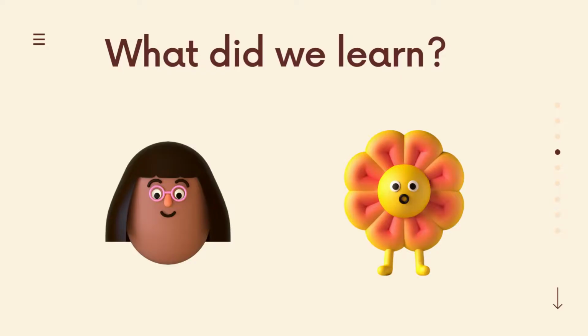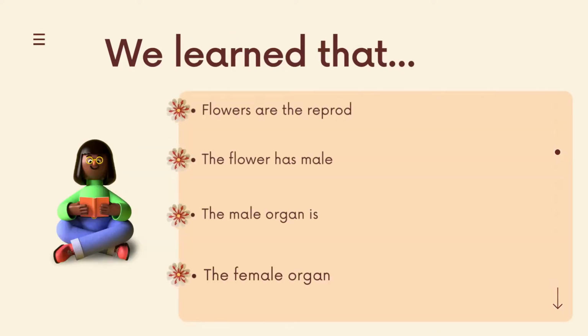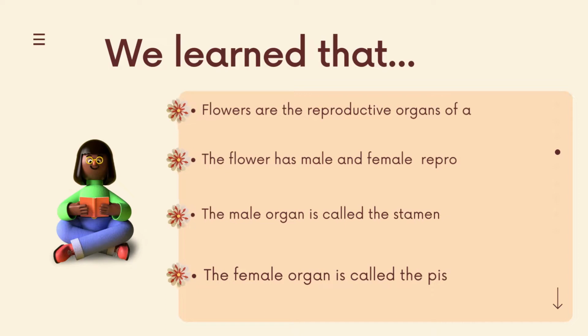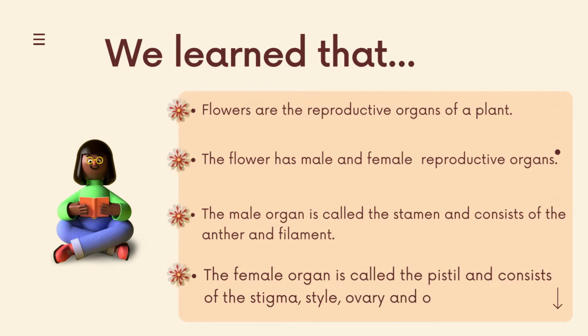So what did we learn? 1, we learned that flowers are the reproductive organs of a plant. We learned that flowers have male and female reproductive organs. Also, the male organ is called the stamen, and it consists of the anther and filament. And finally, we learned that the female organ is called the pistil, and it consists of the stigma, style, ovary, and ovule.